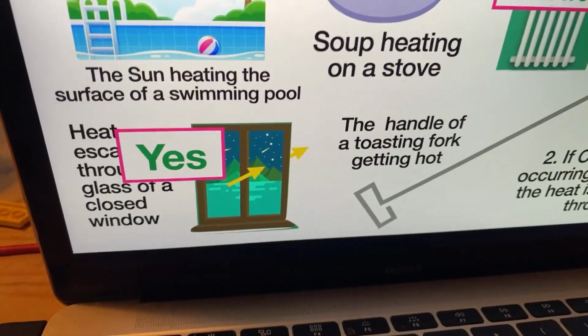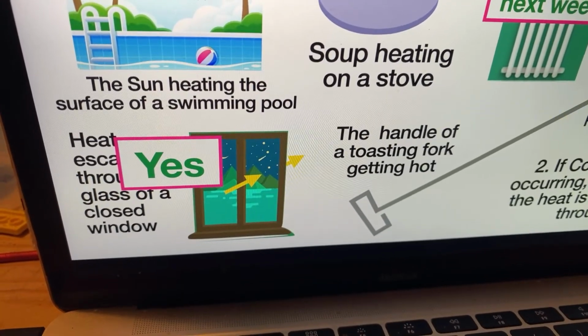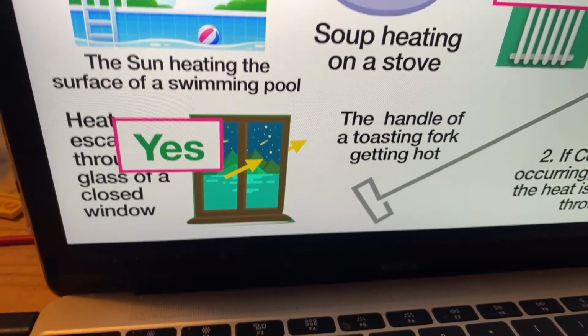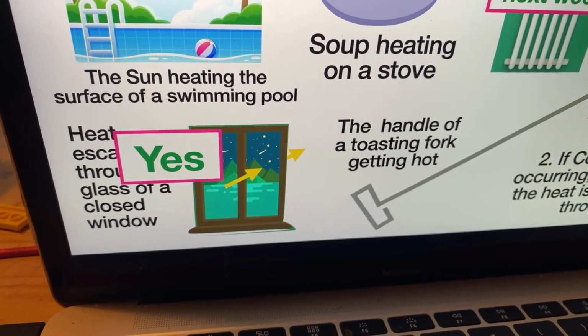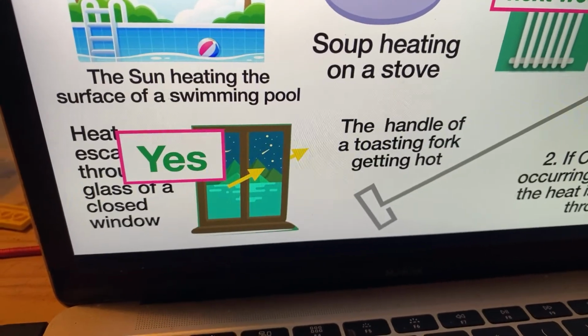Heat escaping through the glass of a closed window. Everyone on Facebook was saying that no, that wasn't conduction. That might be because you know that glass isn't a very good conductor. But if that were to happen, then yeah, that would be conduction. I tried to draw you a picture.